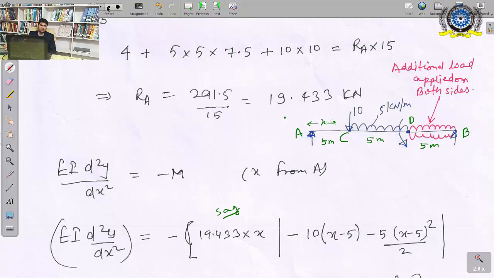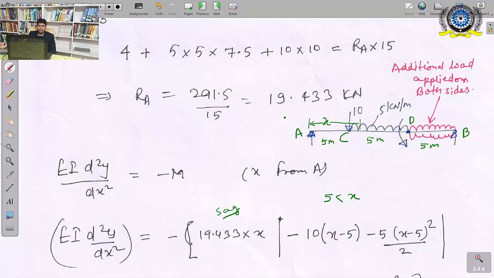X has crossed this 5 meter. Okay, so 5 less than x, and x will cross, and the equation of bending moment will change. Here the Macaulay method comes into the picture. For this part, C to D, or we can say C to B, the equation of mx will change.